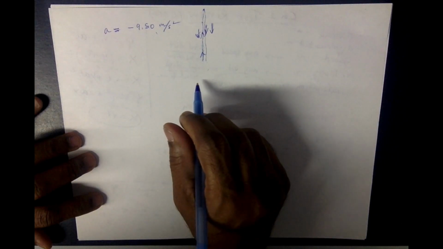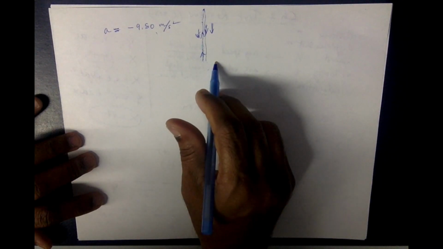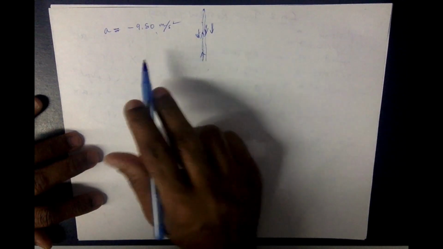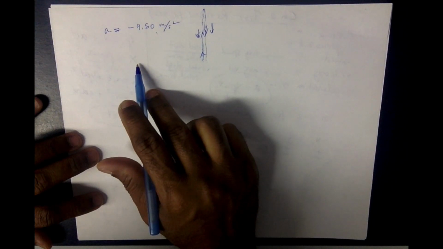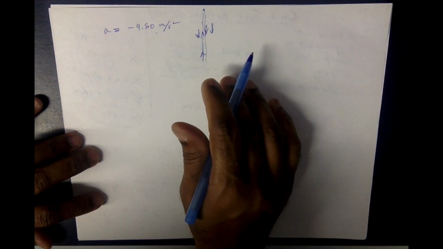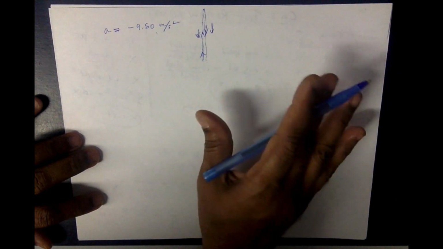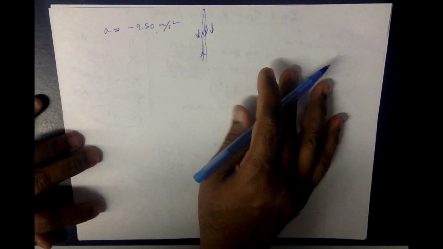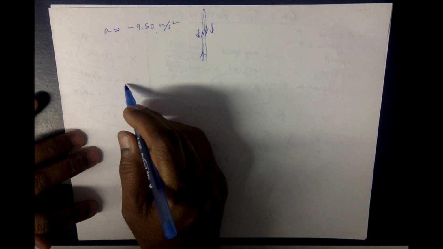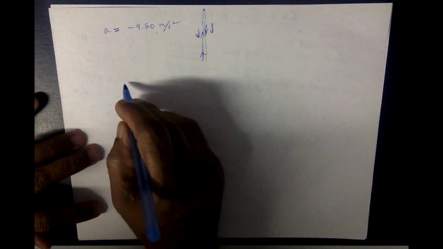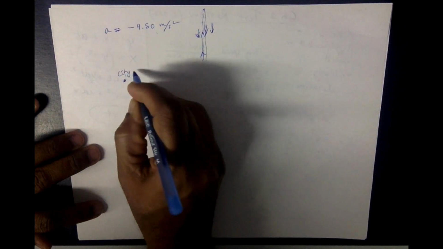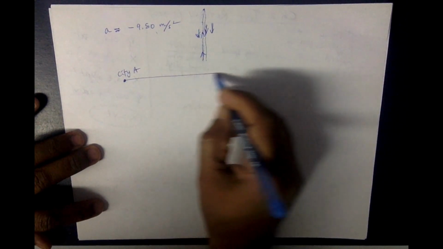Now, before we go to the equations of motion, let me give you the common questions relating displacement and time and average velocity and average speed and all that. So let me introduce that through a problem. So suppose you have someone going from one city to another city.